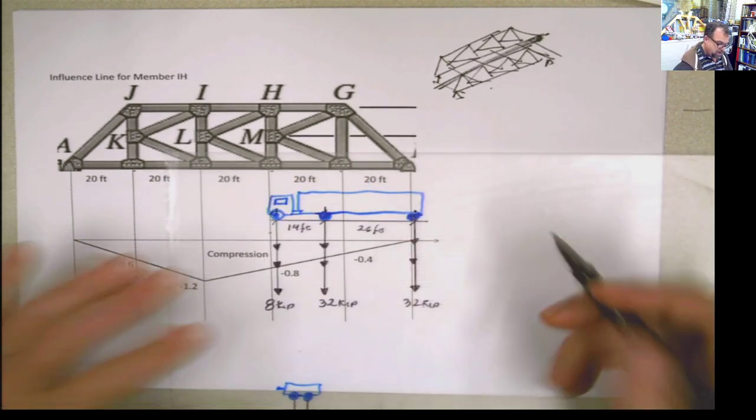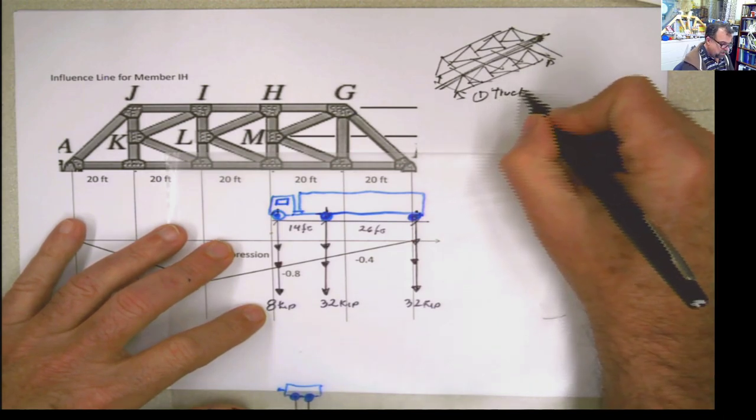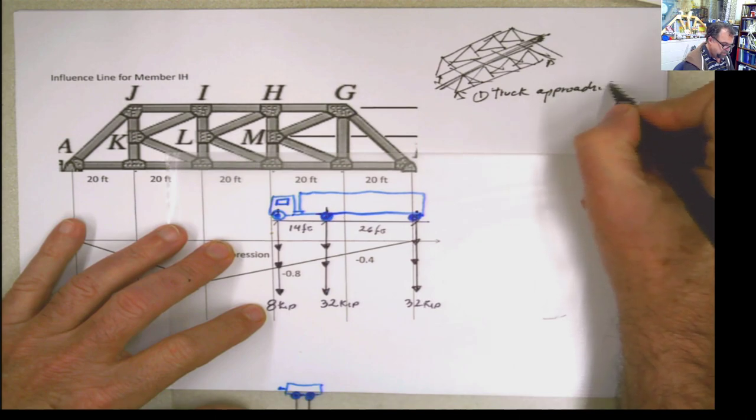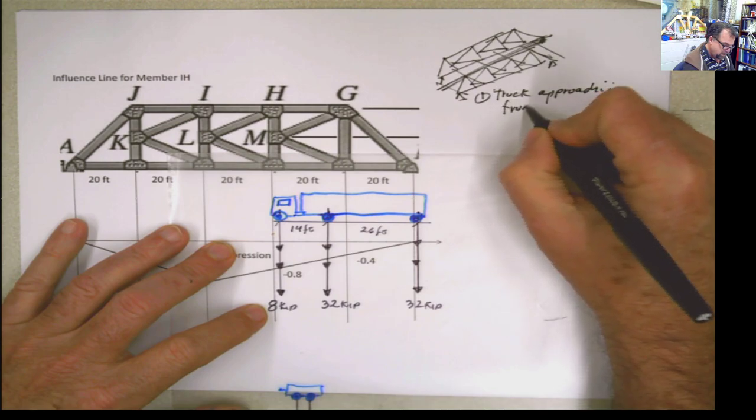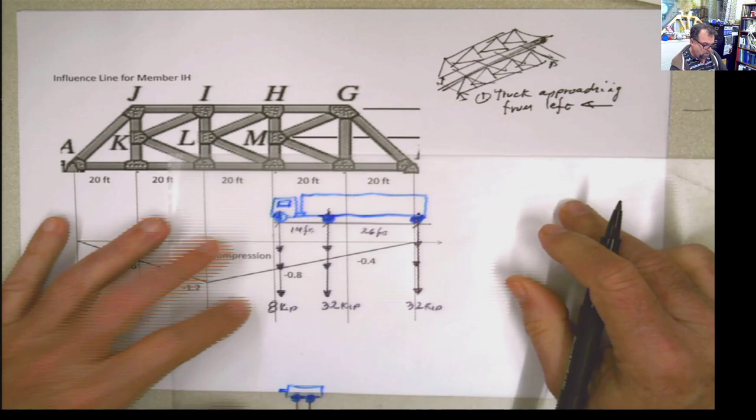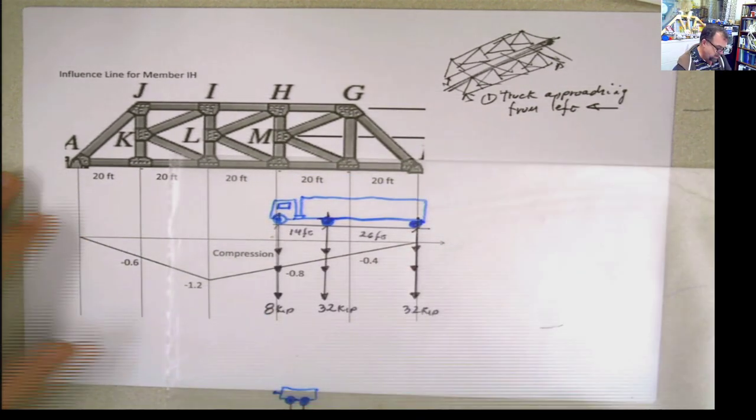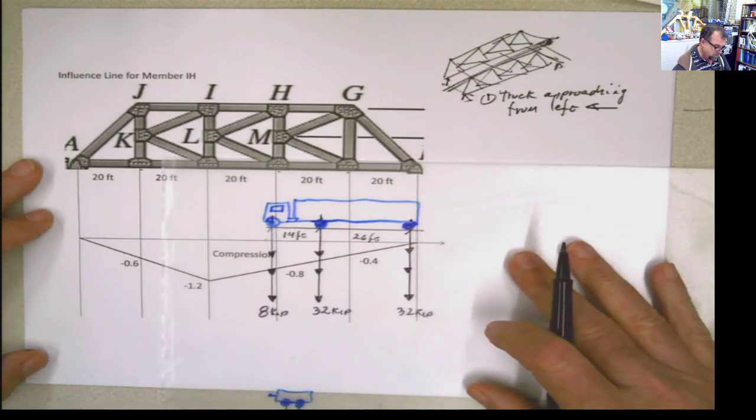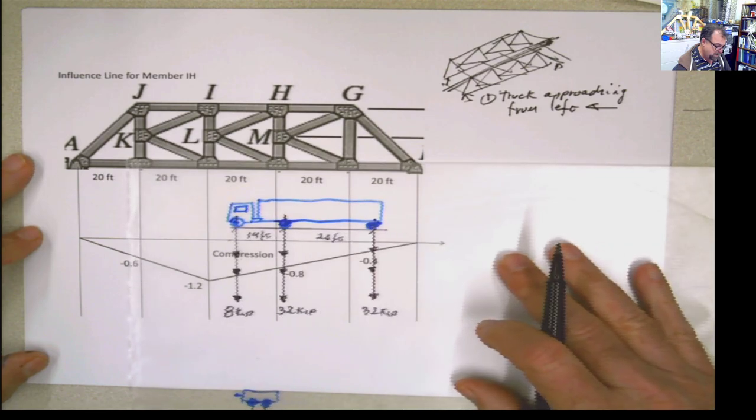So if we have this, I'm going to start by saying the truck is approaching from the left. Or let's say that it's going in this direction. When the truck is going in this direction, you have to see the axes. The axes are there, and we have to determine where we think the maximum effect is going to happen.